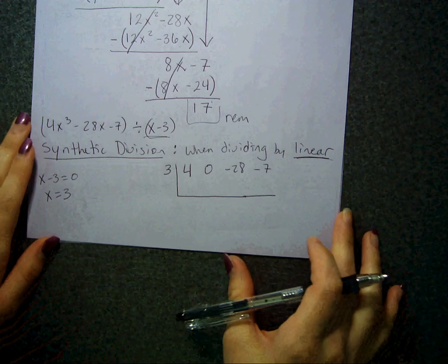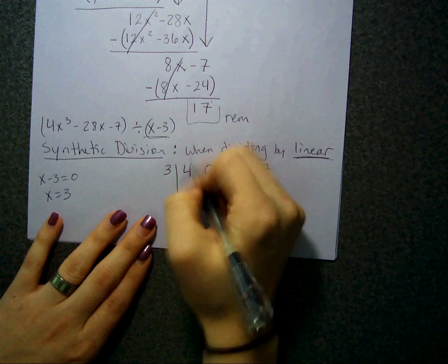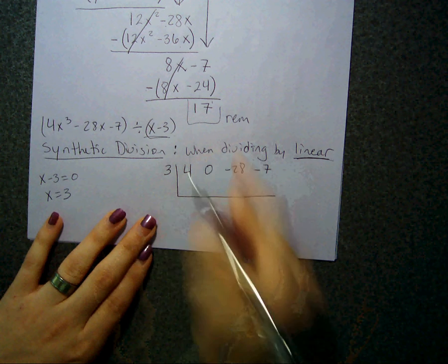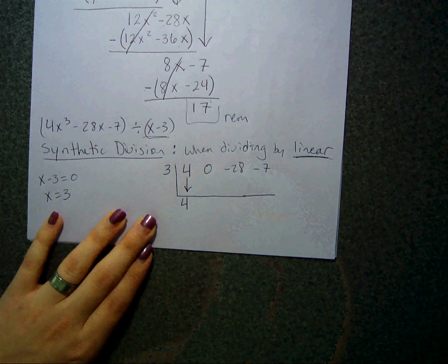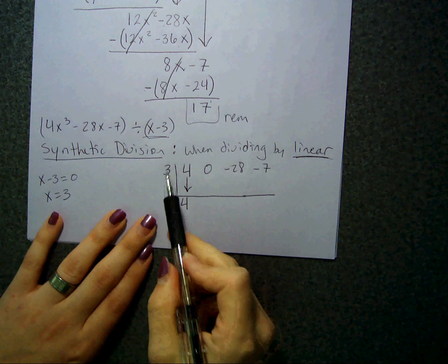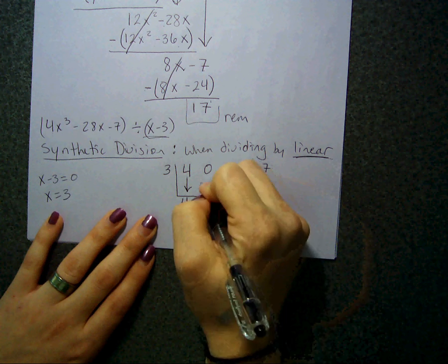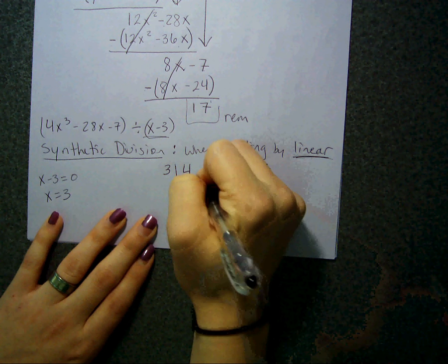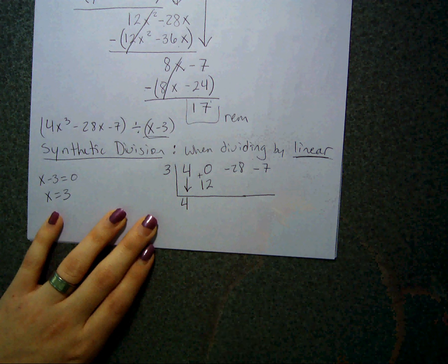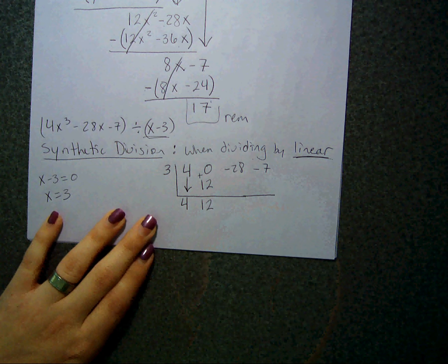Now, synthetic division is a lot different than long division. Every single time, once I have it set up, I'm just going to drop down my first number. Every time, drop it down. I got a 4. Then I'm going to multiply what's on the outside times that number. So 3 times 4 gives me 12. Write it under the next number. And then I'm going to add those two numbers together. 0 plus 12 gives me 12. Write my 12 down. And do it again.